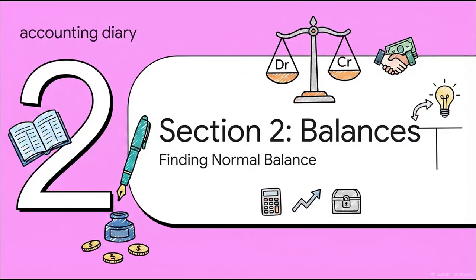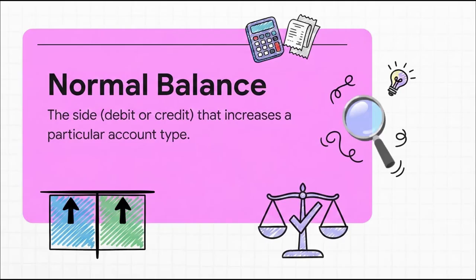Section 2. Finding your normal balance. So we know where we're writing. But to actually write in our accounting diary, we first have to understand the specific rules of the language we're using. And that starts with the normal balance. By definition, this is just the specific side, whether that's the debit side or the credit side, that increases a particular account type under our double entry system.